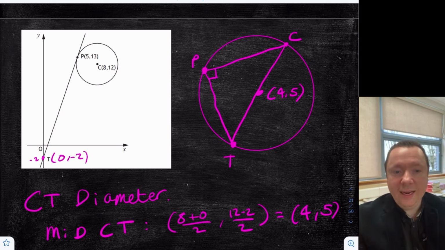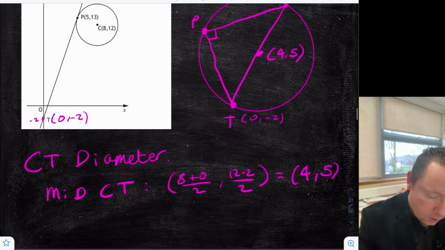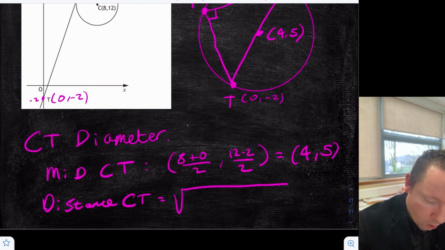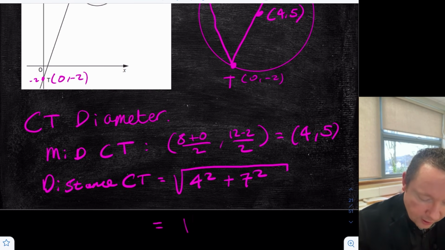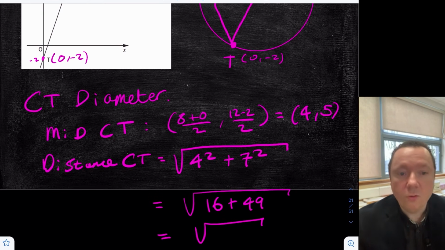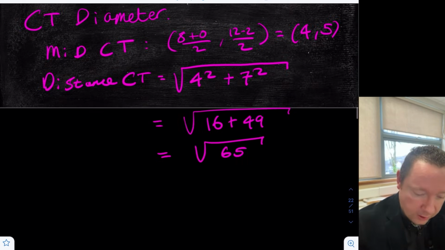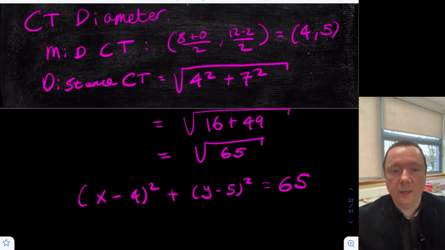Now we need to know the radius, so we can do the distance between the midpoint and T. Remember, T is (0, minus 2). So the distance equals the square root of (4 minus 0) squared, which is 4 squared, and then (5 minus minus 2) squared, which is 7 squared. So it's 4 squared is 16 plus 49. That is the square root of 65. And therefore the equation of a circle that goes through these points is simply (x minus 4) squared plus (y minus 5) squared equals root 65 squared, which is 65. And we're done there.